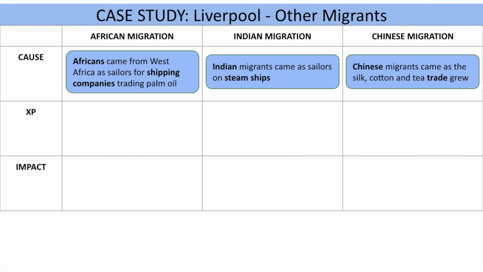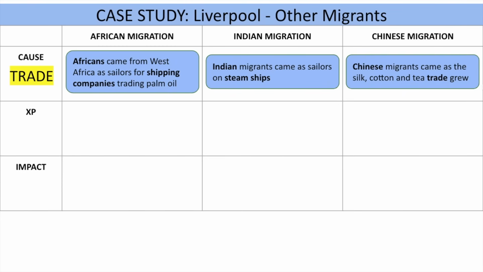You also get at this time a really significant increase in Chinese migration. At this time, Britain has colonized Hong Kong, which is in China, and that's really increased the silk, cotton, and tea trade, and that's led to an increase of Chinese migration at this time, and you see a large Chinese population in Liverpool. So if we had to sum up, the big cause for these groups is trade. Might be different trades, but that is the thing that's bringing them all to Liverpool.